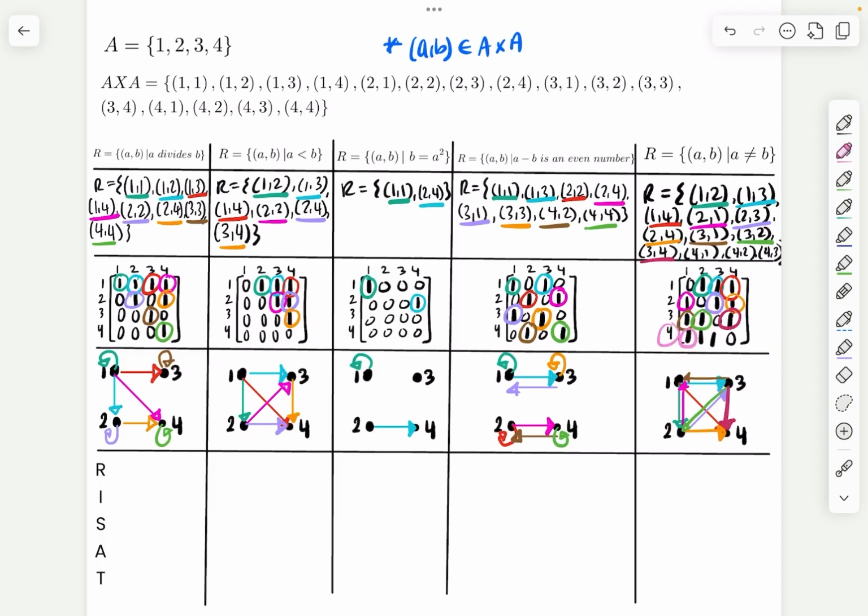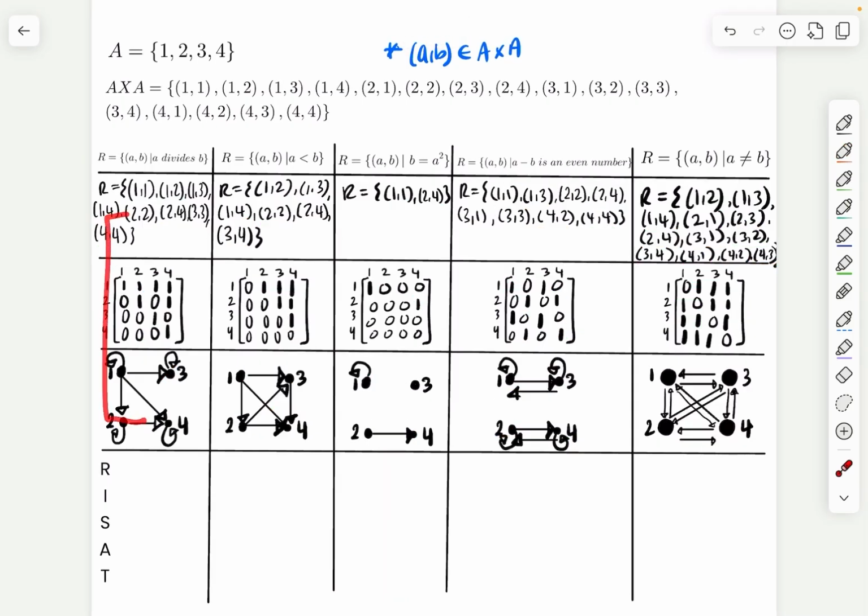Another 1 means there's an arrow from 4 to 1, so from 4 all the way to 1. Another 1 means there's an arrow from 4 to 2, so from 4 all the way to 2. And finally another 1, that means there's an arrow from 4 to 3, so from 4 all the way to 3. So these are the 3 different ways we can represent relations: roster notation, matrix notation, or using a directed graph.